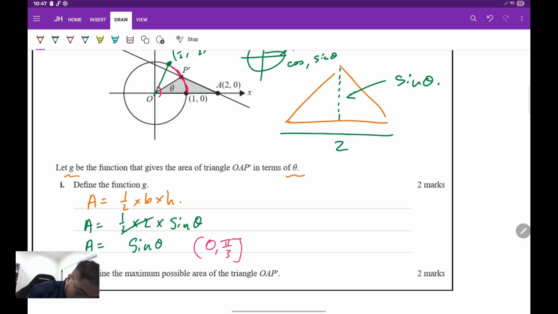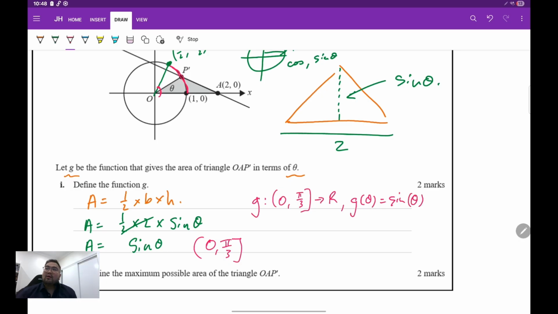So we need to define the function. G of theta is equal to sine theta, with the domain 0 to pi on 3 mapped onto all real numbers, such that g of theta is equal to sine theta. So from that point, we have defined the function.